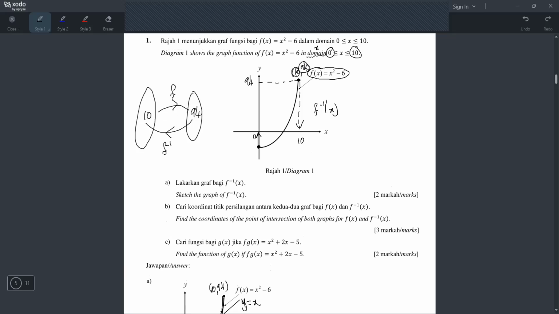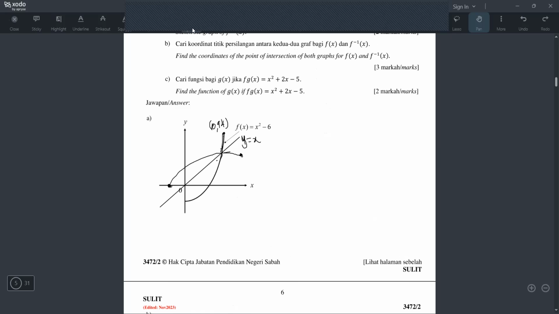It means if 10, 94, when you do F inverse, it will become 94, 10. The x coordinate and the y coordinate will be reversed. So what do you think this point will be? It will be 94, 10, right? Why? Because 10, 94, when you do F inverse, it will be reversed. It means this is 94, 10.